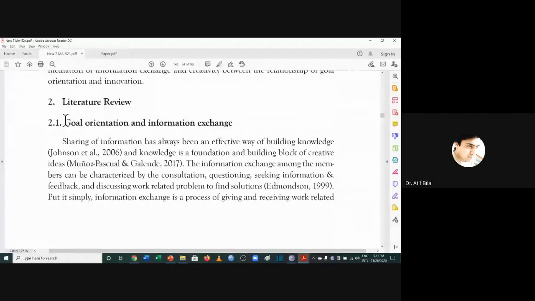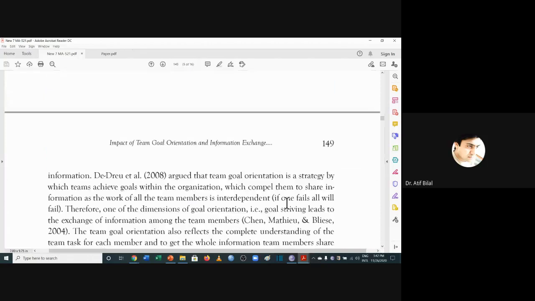So what it is saying is goal orientation and information exchange. How these two variables are related and how previous research has talked about these variables. Now, sharing of information has always been an effective way of building knowledge. This person has said it. And knowledge is the foundation and the building block of creative ideas. So this is how these two are related. The information exchange among the members can be characterized as consultation, questioning, seeking information and feedback, and discussing work-related problems to find solutions.